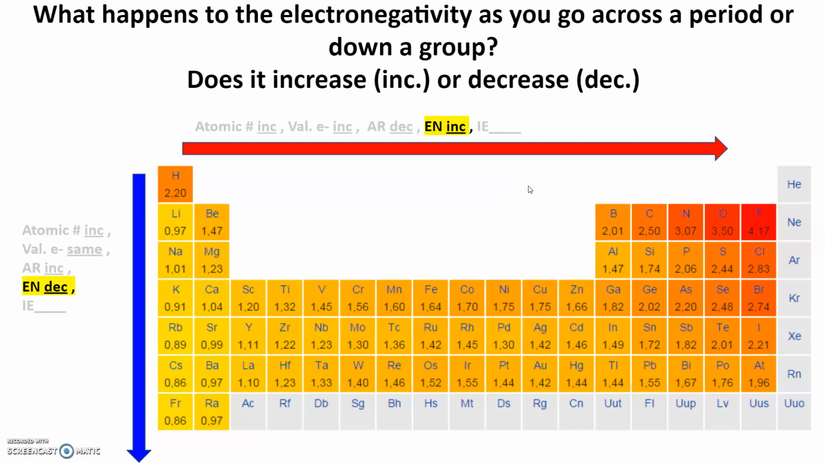Great, as you go across, you'll notice that the electronegativity increases, and as you go down, you will notice that the values decrease, electronegativity decreases.